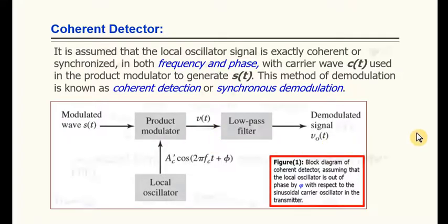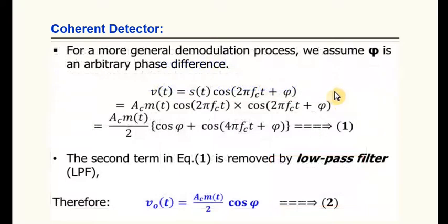But here in this example, we assume that there is a phase difference phi, and we would like to see the effect of this phase on the demodulation process. So it is assumed that the local oscillator signal is exactly coherent or synchronized in both frequency and phase with the carrier wave C of t used in the product modulator to generate S of t. And as we said, this method of demodulation is known as coherent detection or synchronous demodulation. So let us see the effect of phi.